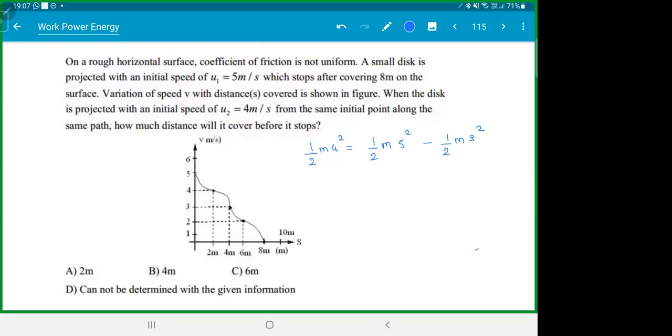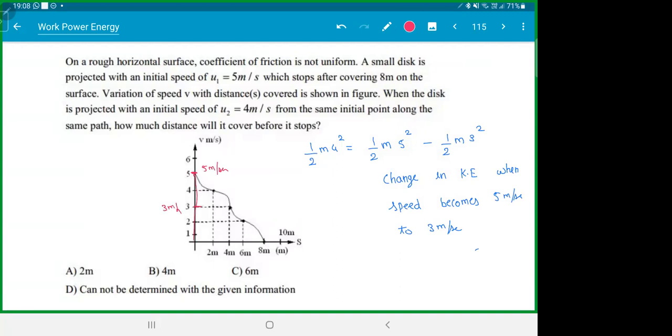So what is this? This is the change in kinetic energy when your speed becomes 5 to 3. So half m 4 square: if you give with a speed of 4, now this is the change in kinetic energy when speed becomes 5 meter per second to 3 meters per second. Now go to the graph. Where is 5 meter per second? Initial point. Where is 3 meters per second? This point.